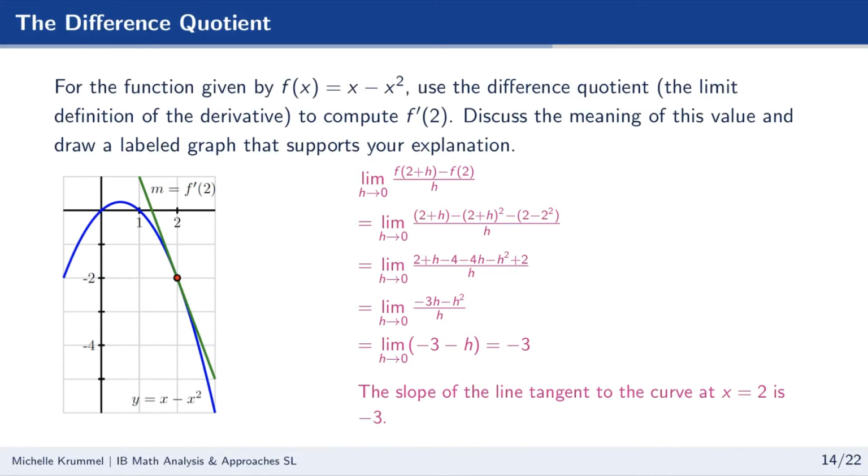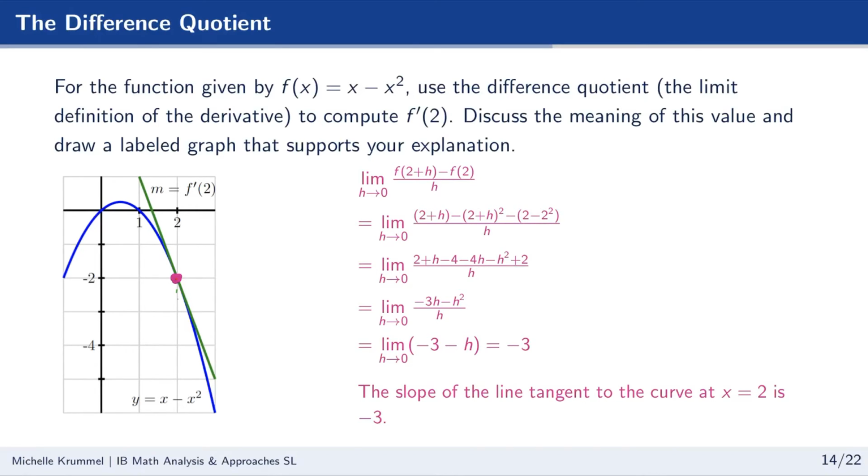We have our function f of x equals x minus x squared graphed in blue. And if we go to the point on the function where x equals 2, that's this point right here, and we draw a tangent line, the slope of that tangent line is negative 3. And we can see that that's true. Our tangent line is shown in green.